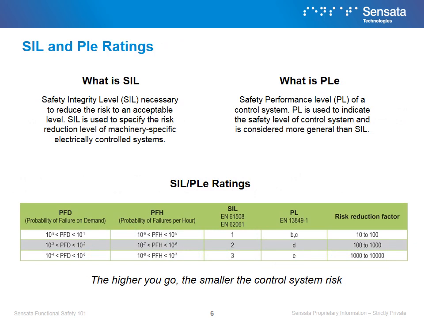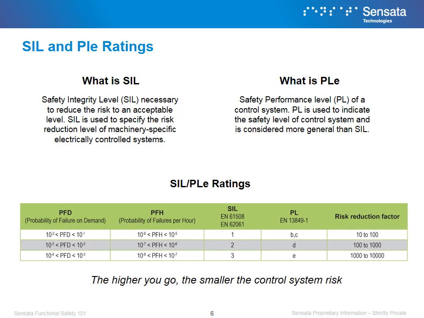SIL rating indicates how much the system is designed to reduce risk of failure. SIL ratings are referred to as SIL 1, 2, 3, and 4. With a SIL rating, no single component is intrinsically SIL rated. Instead, the system as a whole is given a SIL rating. SIL rated components help achieve SIL system rating with greater ease.